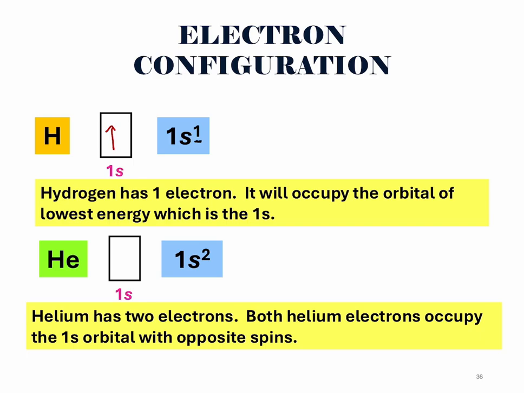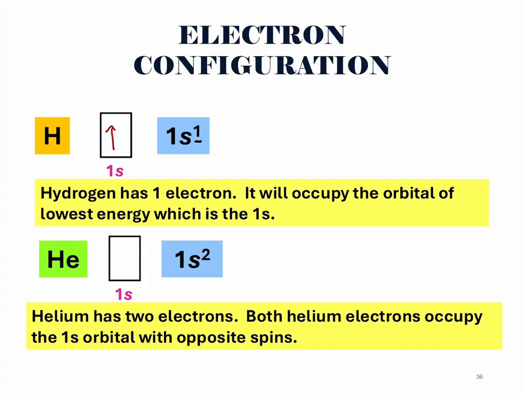But the convention is usually you do upspins first and then you do the downspins to pair them together. Right. So the electron configuration for that electron is the 1s1 electron configuration. That tells you a lot about the structure of what that orbital looks like for that electron.